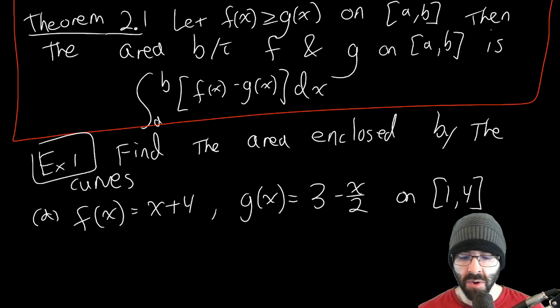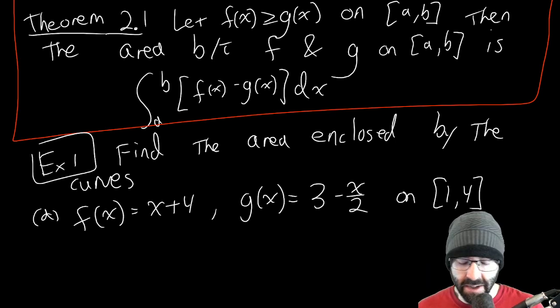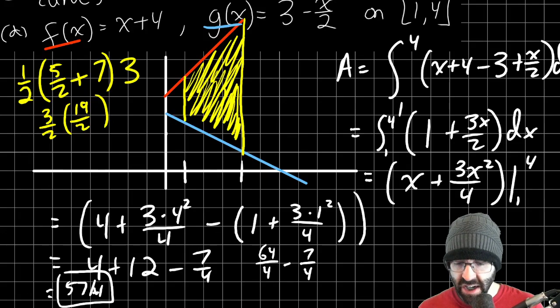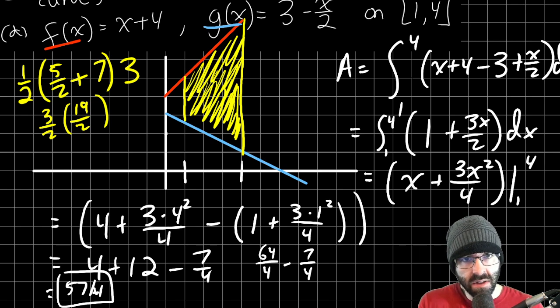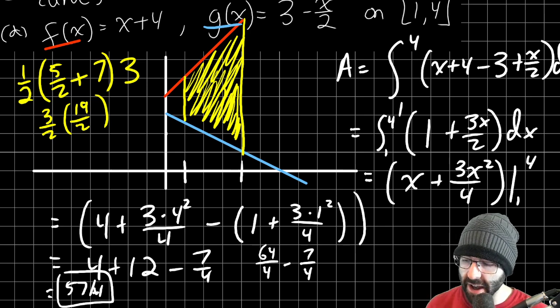So something to watch out for. If you do choose the wrong function to be on top, it could work out mostly. We'll see in a future video what can also happen. But if you get a negative answer for this area between curves, remember area is always positive, but integrals represent net signed area. So watch out for that.